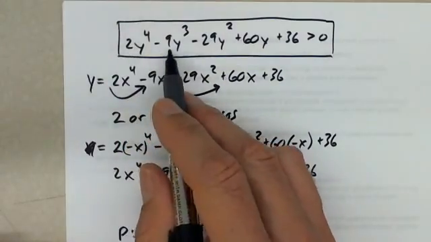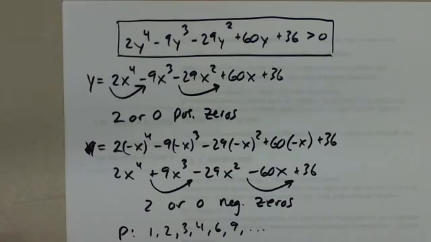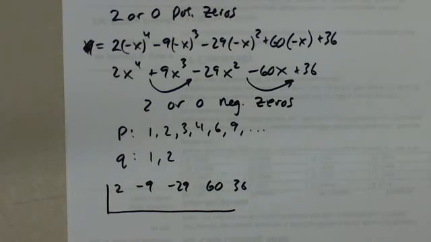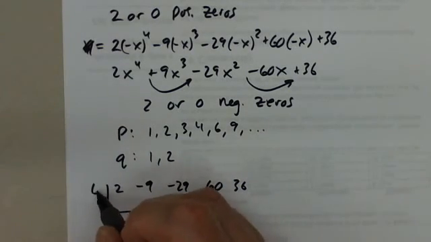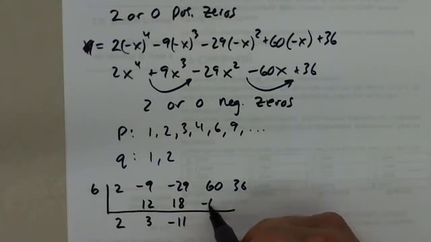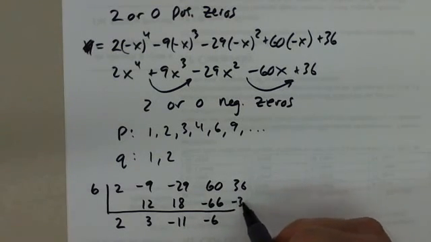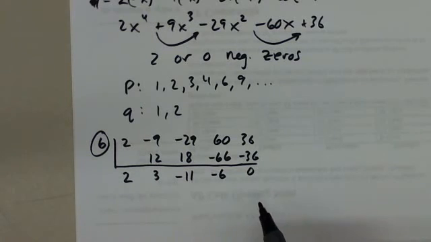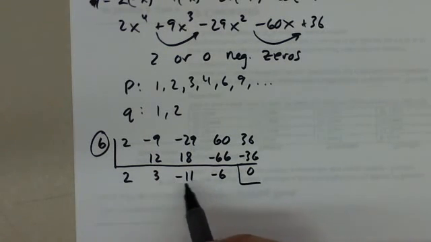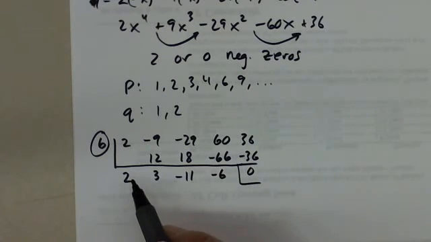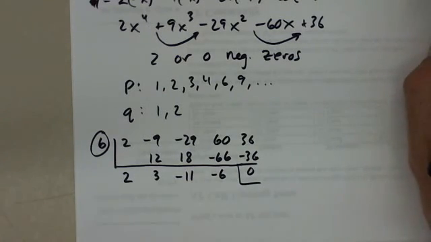Okay, so we take the coefficients 2, -9, -29, 60, 36. And let's try 6. All right, we know that 6 is a 0, and here is the quotient, the coefficients of the quotient. It's not quadratic, it's cubic because we have a fourth term here, so we have to keep guessing and doing synthetic division.